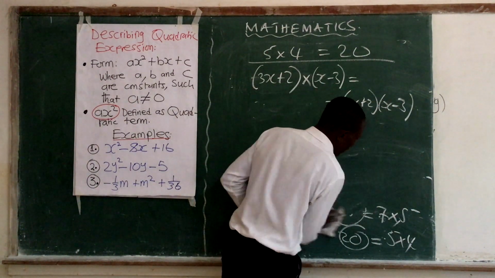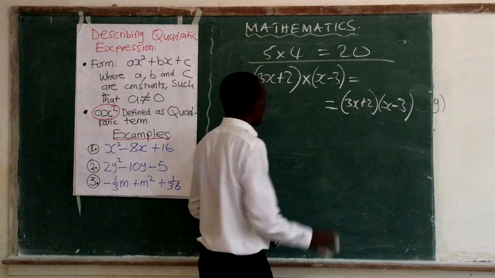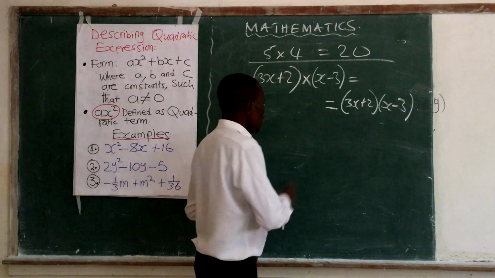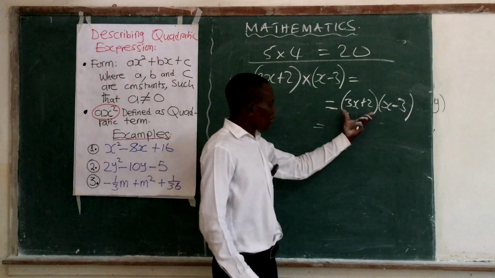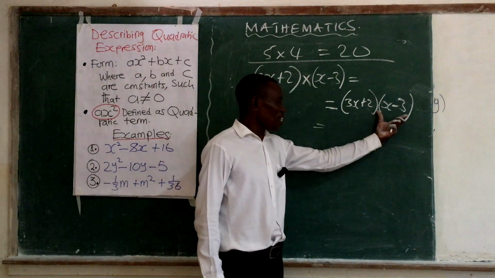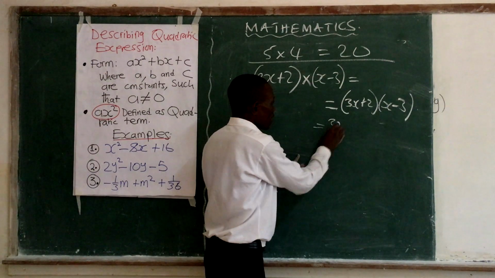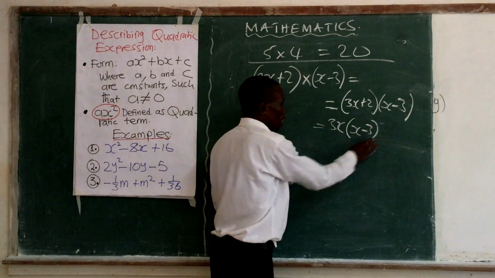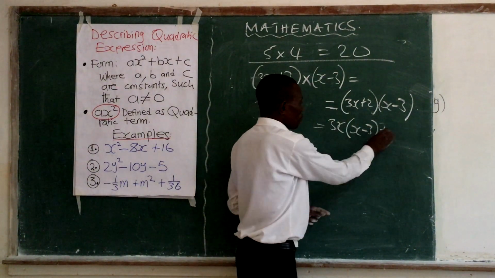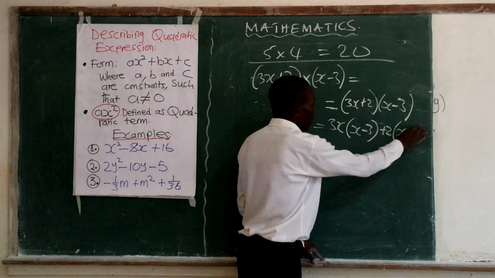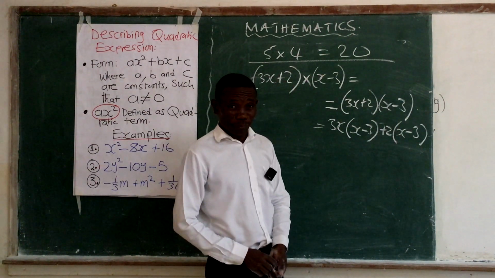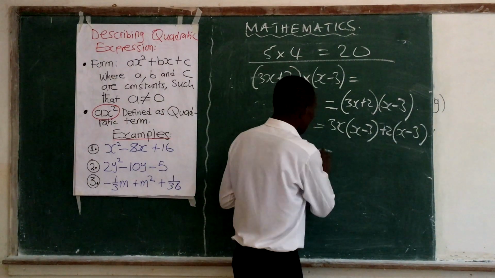So if I'm to multiply the two expressions as I'm doing 5 times 4, the process will be like this: every term of the first bracket should multiply the terms in the second bracket. Such that it would be 3x multiplied by (x - 3). Then positive 2, we multiply by (x - 3). That's what we do. What do we get now?